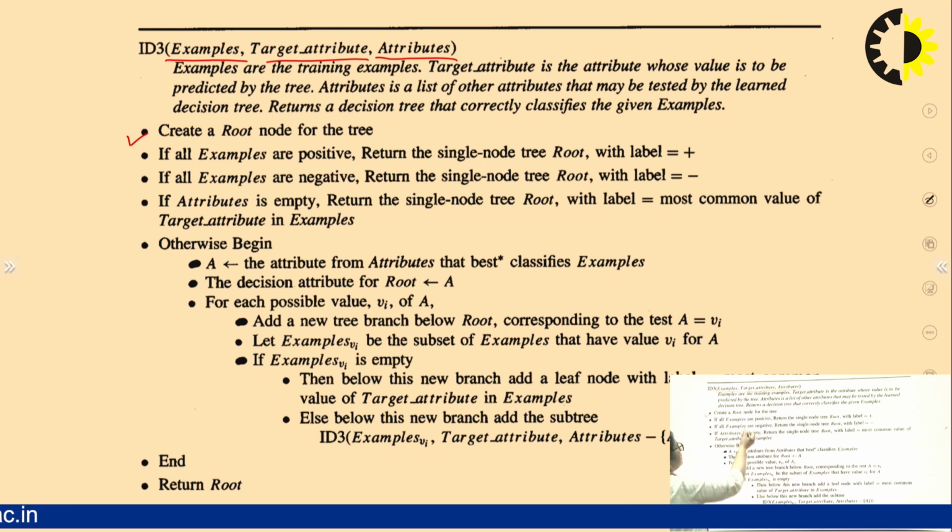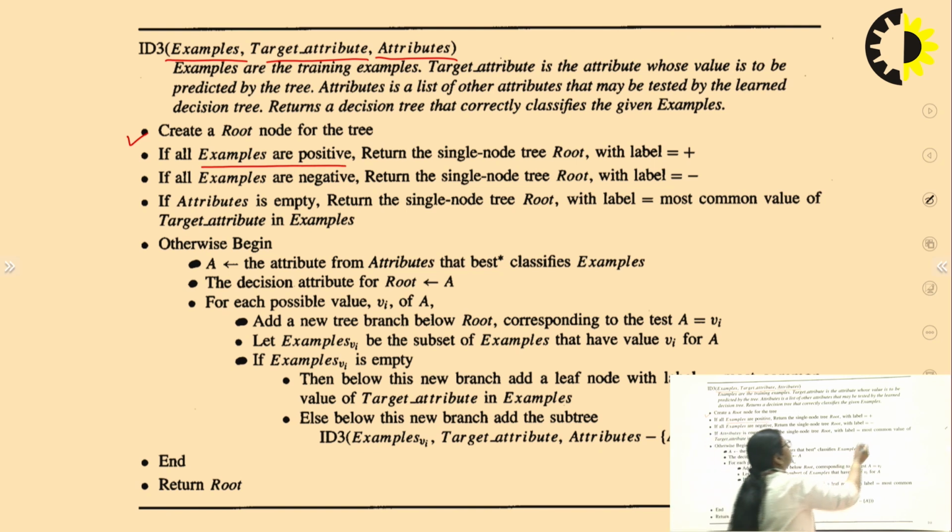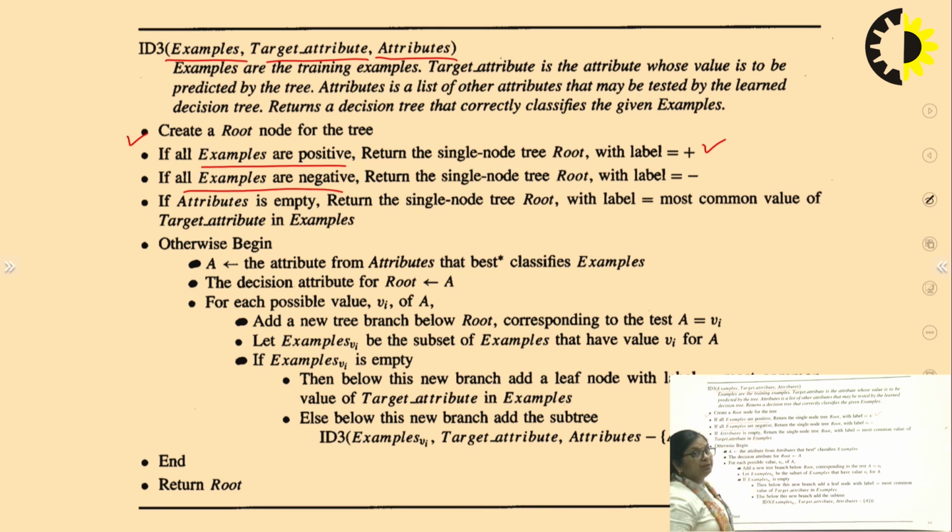Now some simple cases. What are those? If all the examples are positive, then simply the output will be positive. We will create a single node root and it will return always positive, meaning play tennis. If all are negative, it means in the given examples we always have no option for play tennis. In that case we will have a single node tree and its label will be minus, that is, the negative class.